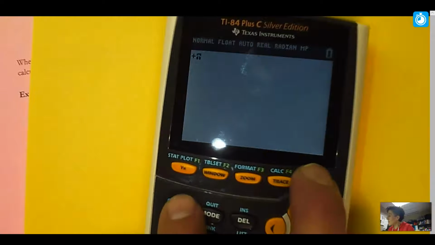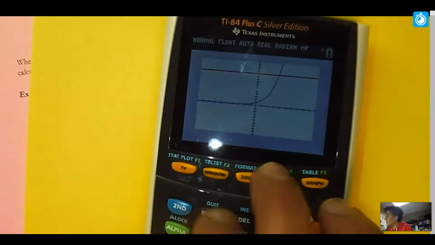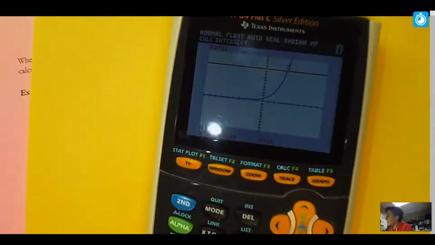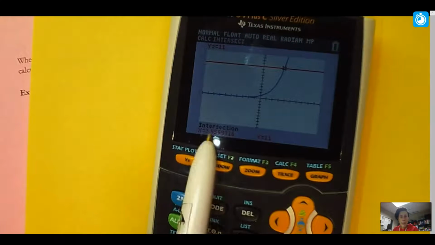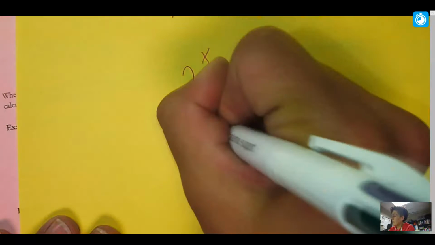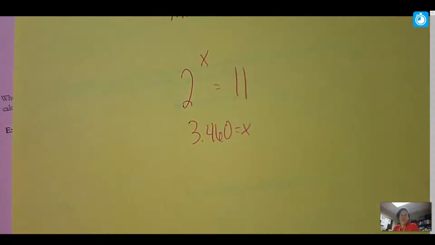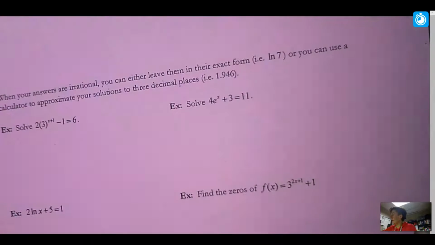And whoops, and I already messed up. So second trace, intersect, and now hit the enter button 3 times. And we would have gotten this, it's maybe hard to see, 3.460 when I round, okay? So what we're going to do is look at how we don't need a graphing calculator to help solve, but just any calculator would help us solve, all right?